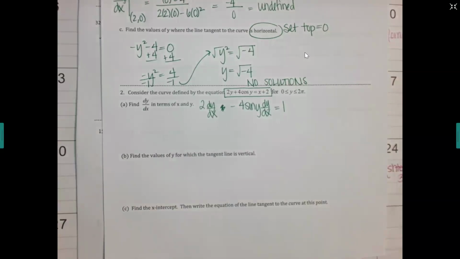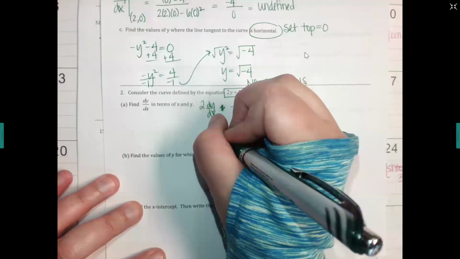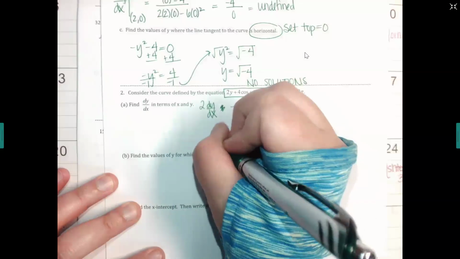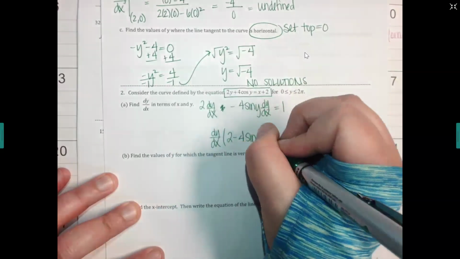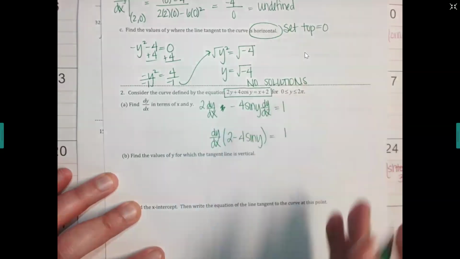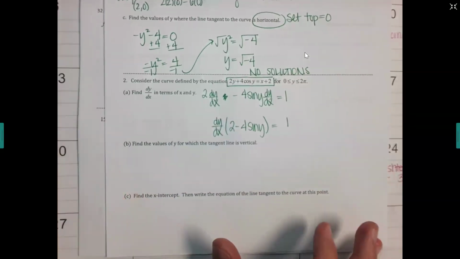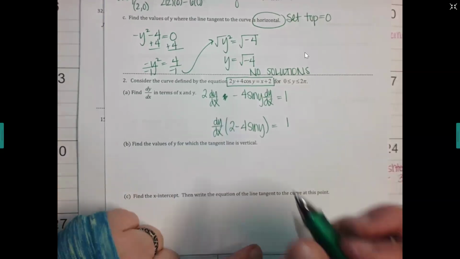Okay, then from there, I don't have any terms to push across because both of these have a dy dx. Okay, then I can GCF that out to the front. And what would be left over in that parentheses? 2 minus 4 sine y equal to 1. Very good. Then I'm going to take that parentheses, divide it to the bottom.